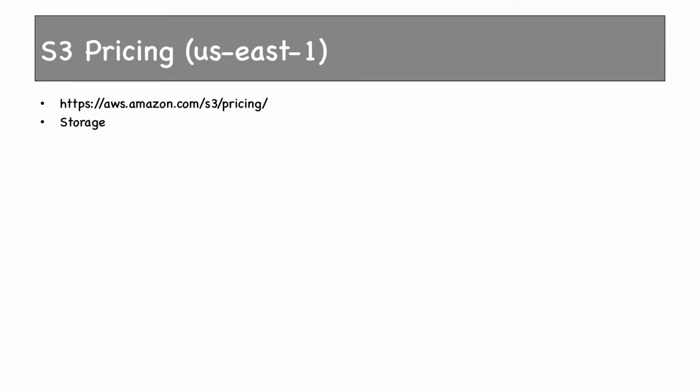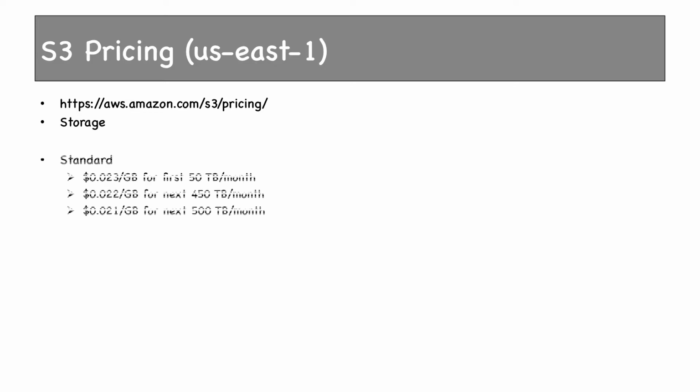First of all, storage. In storage, you know that there are multiple storage classes. We have standard, infrequent access, and then Glacier storage. For standard storage class, pricing is done at tier level. That means for the first 50 terabytes, you'll have to pay $0.023 per GB. For the next 450 terabytes, you'll have to pay $0.022 per GB. And then for the next 500 terabytes or more, you'll have to pay $0.021 per GB per month.